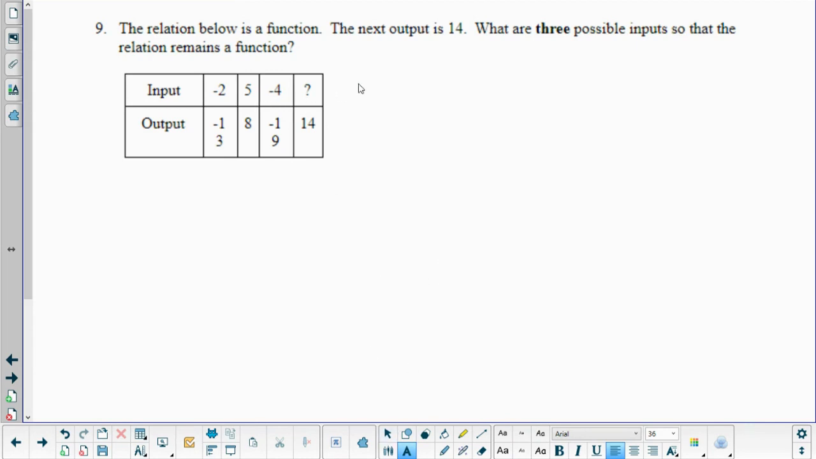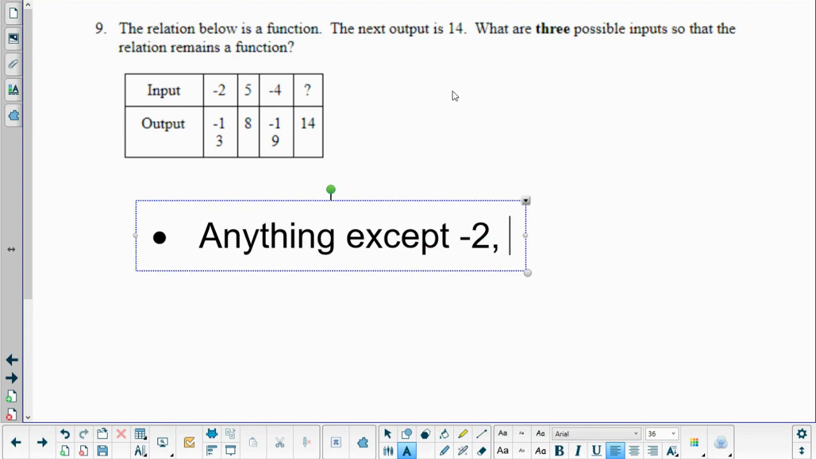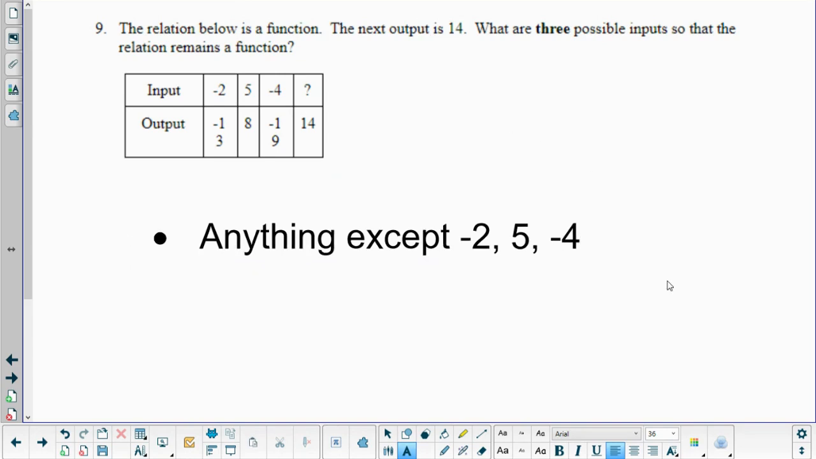So for this one, you could have multiple answers. The only answers we cannot have for this spot where the question mark is are -2, 5, or -4. So we can have anything except -2, 5, and -4. If I wanted to put down three possible answers, I could say 0, I could say 6, and I could say -10. All three of those could go in that spot and still make this a function.